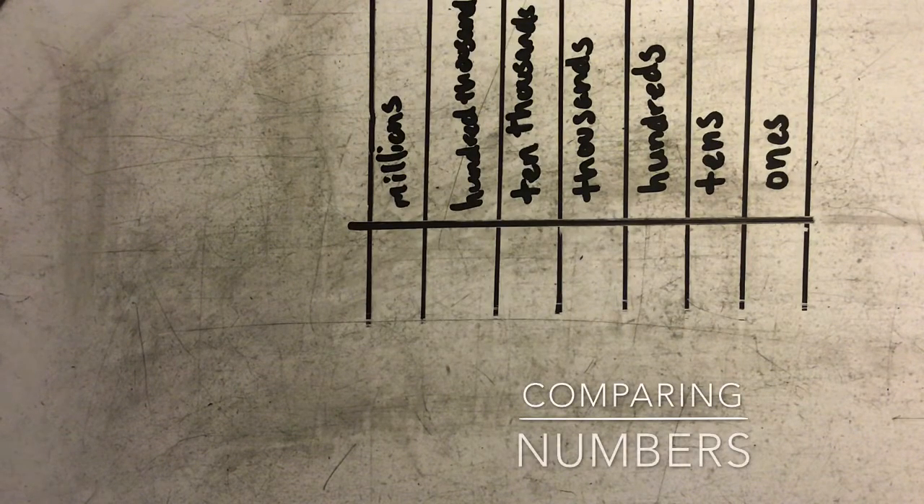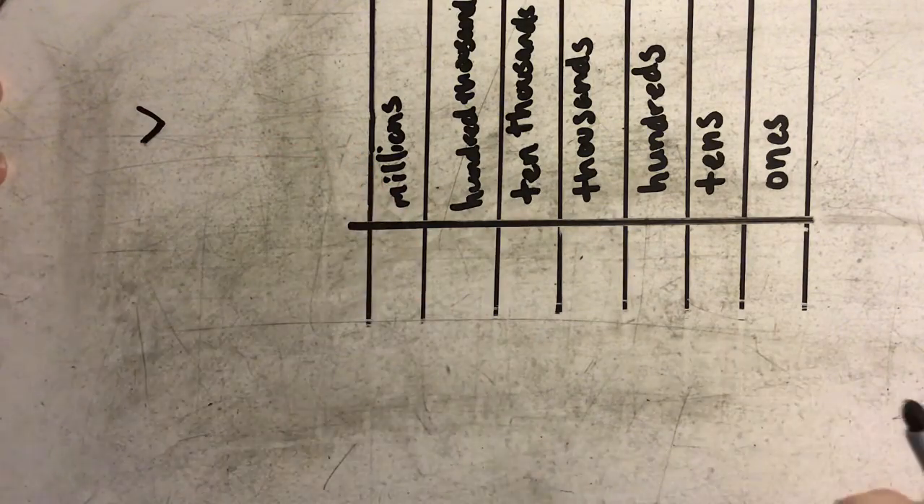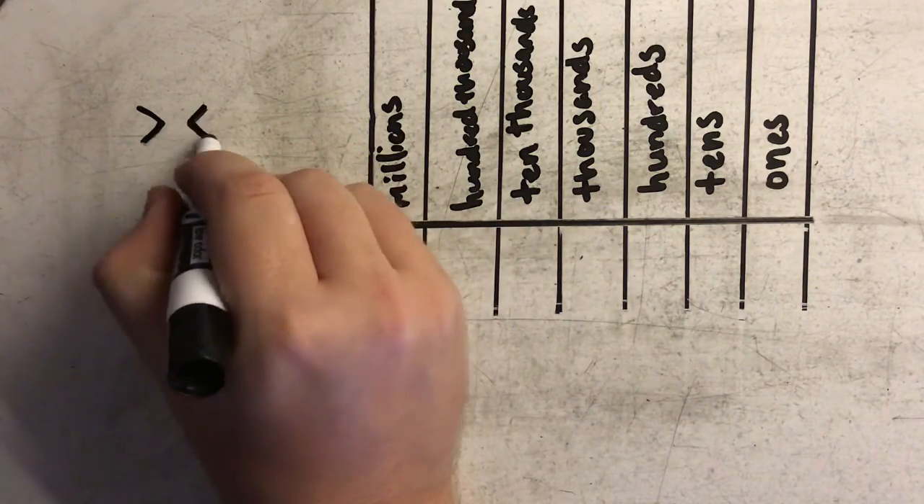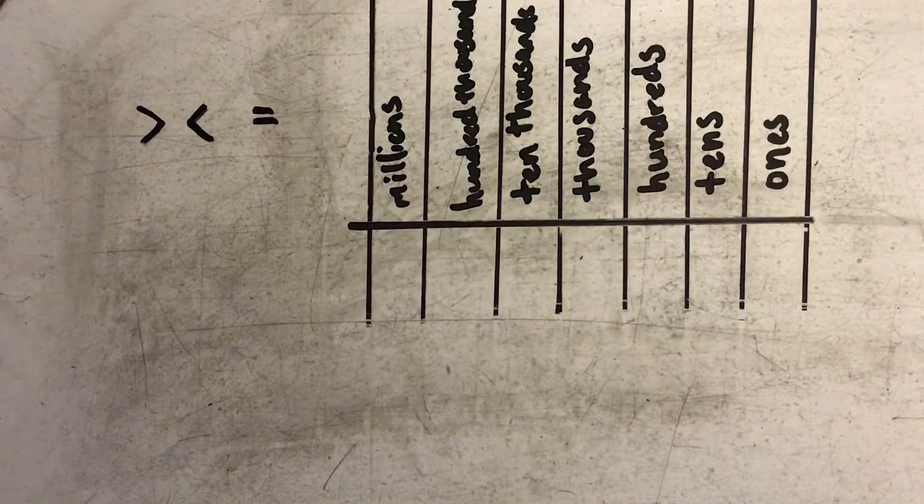Hey there. Today we're going to learn how to compare numbers using one of three symbols that we use in math to compare numbers: either the greater than symbol, the less than symbol, or the equal to symbol.